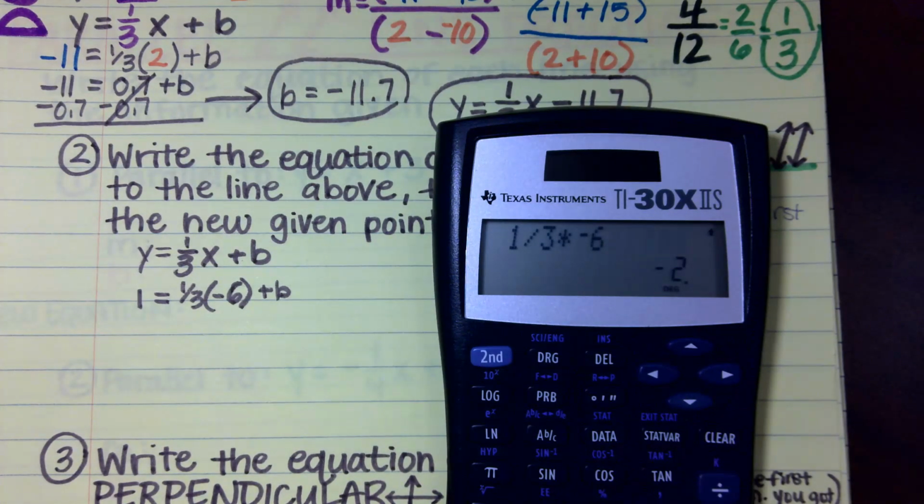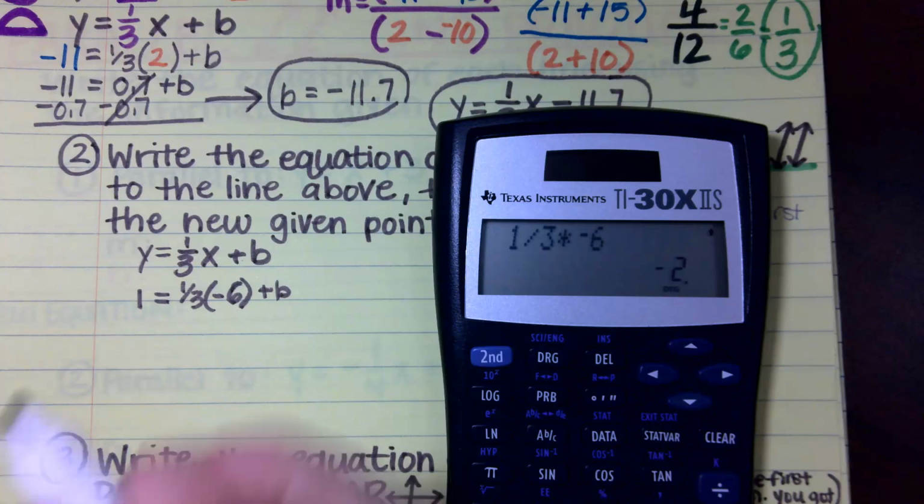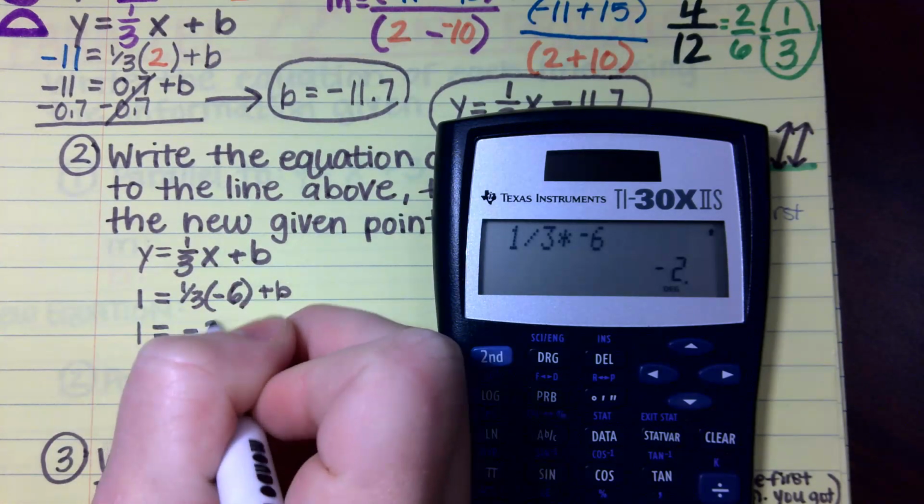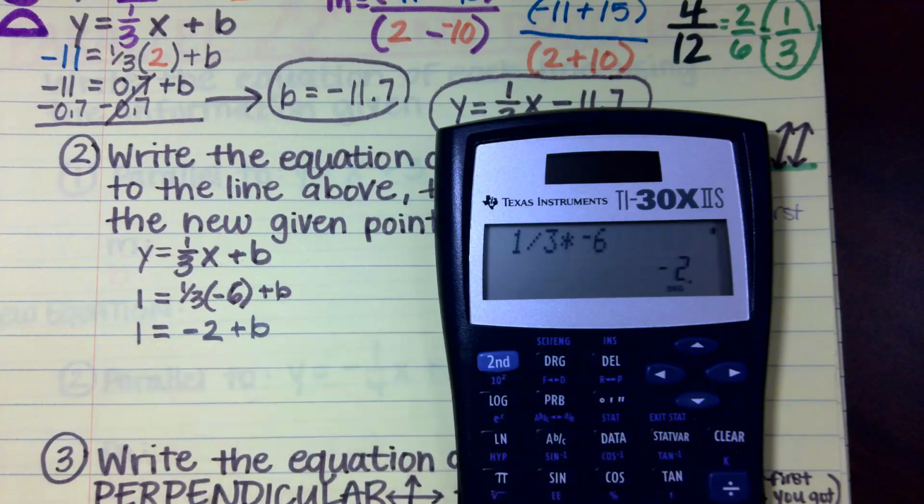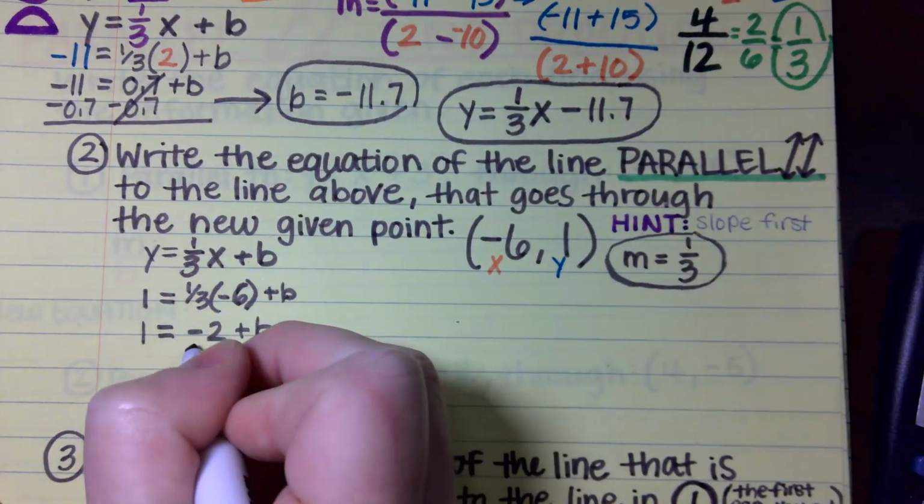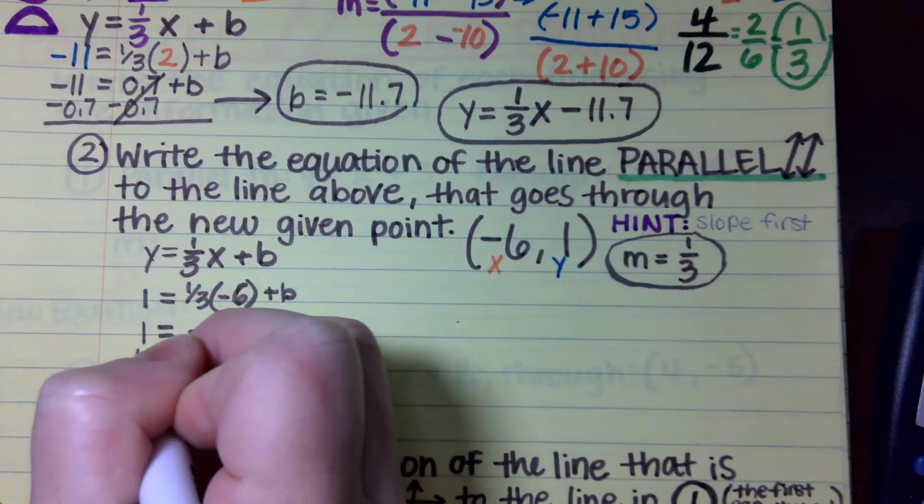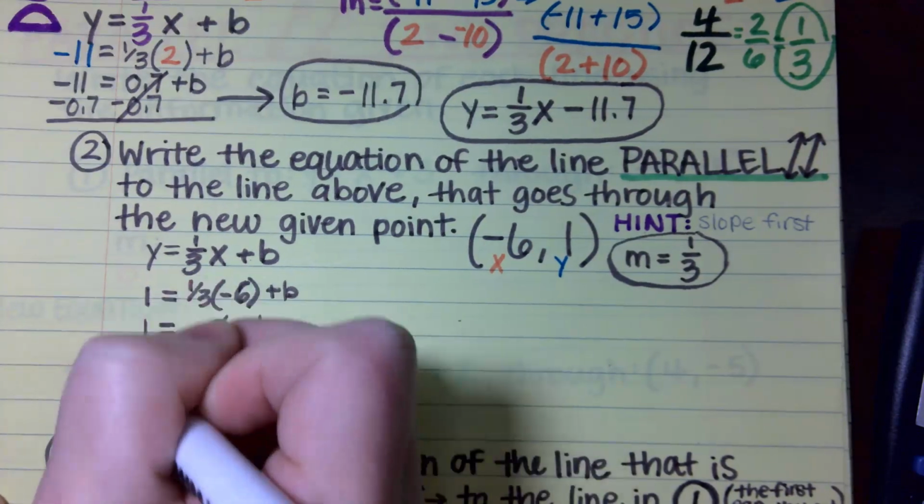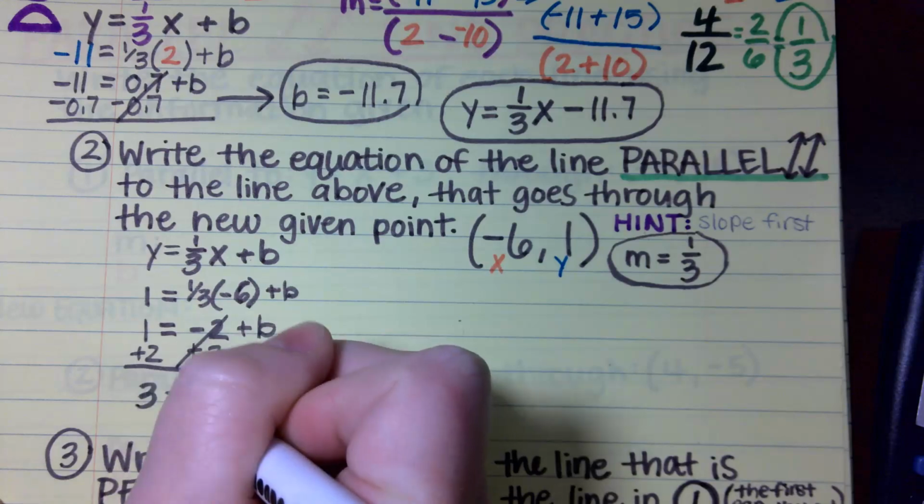Perfect. Okay, so let's rewrite our equation. We have 1 equals -2 plus b. Now what do we do? Plus 2. Let's get b by itself. Plus 2. Our 2's cancel, and we get 3 for our b value.